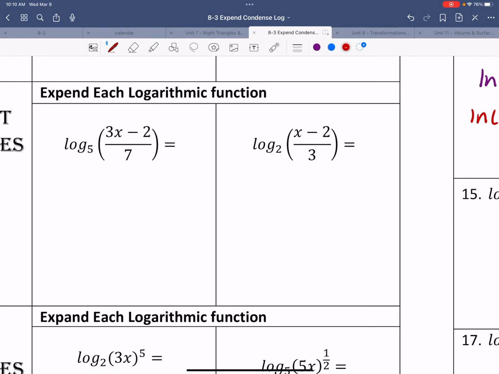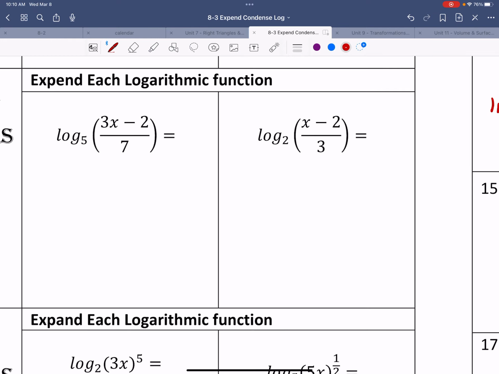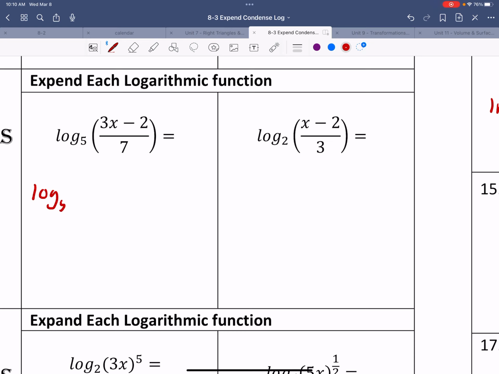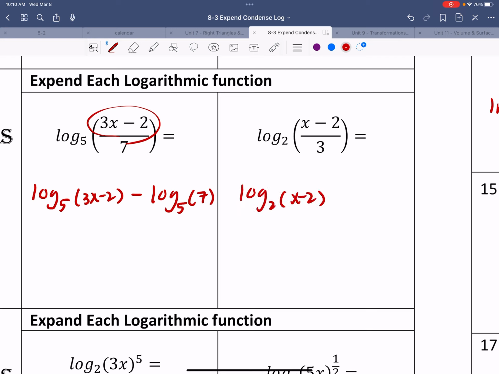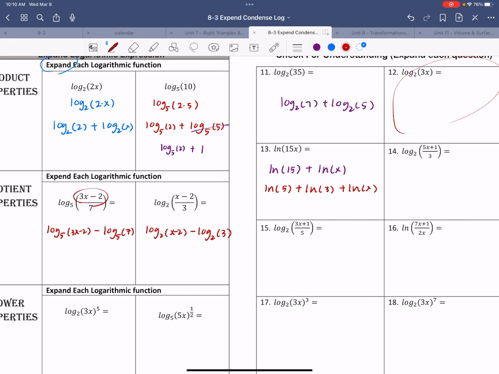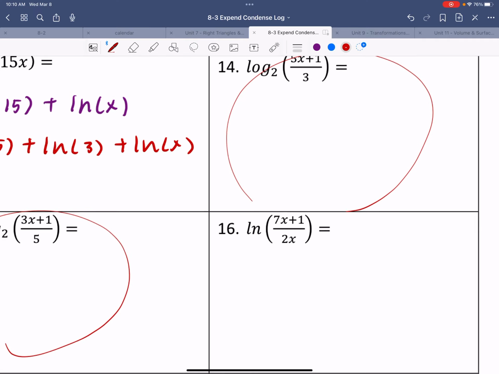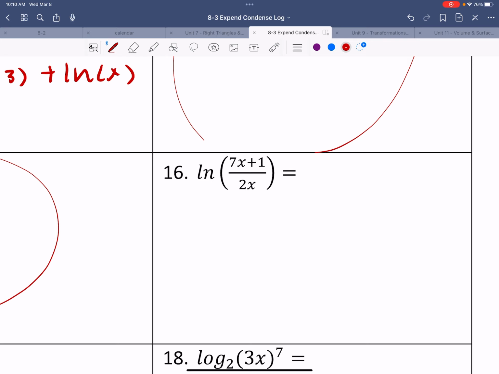Now, quotient rule. What's gonna happen when you try to divide? It's very simple, it's divide, but order matters. Top one always goes first. 3x minus 2 minus log base 5 of 7. Same here, log base 2 of x minus 2 minus log base 2 of 3, right? So you guys can try these questions by yourself. I will just go over number 16. So pause the video, you do it, and then do 16 as well, and see how I do.